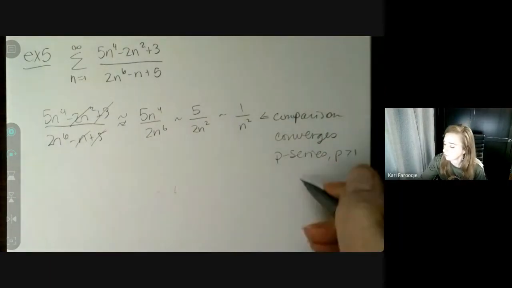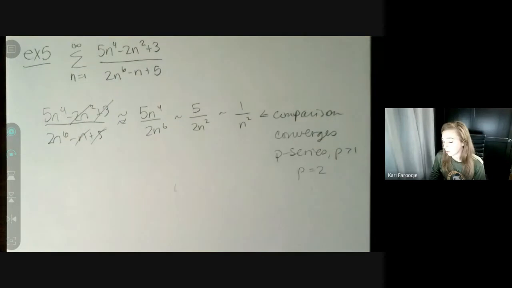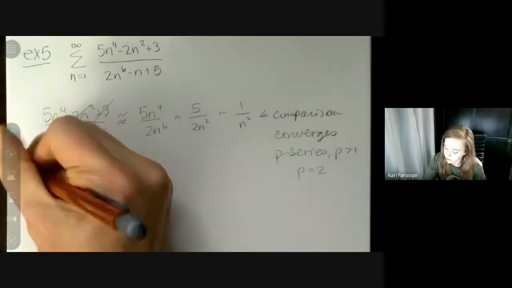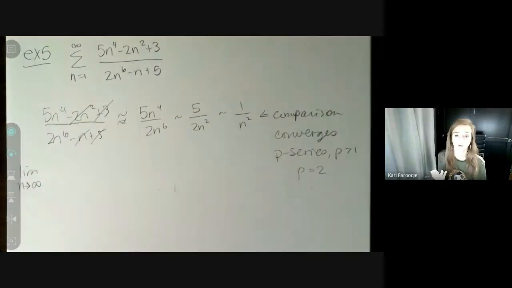P equals 2, for those of you who don't remember. So this is what we're going to compare our series with. So you're going to take the limit as n approaches infinity of the ratio of these two. Before I do that, does anybody have a question so far?